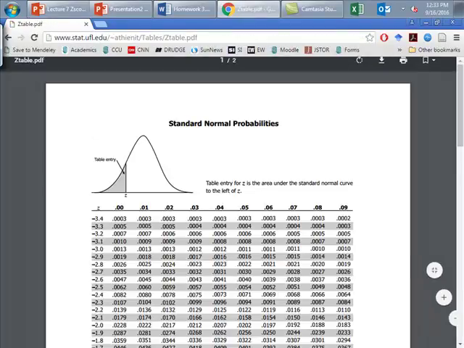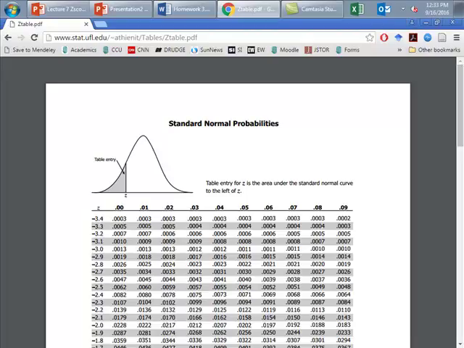Okay. Here we go. Now, I can't write on the screen. It's a PDF, but what do we have here?